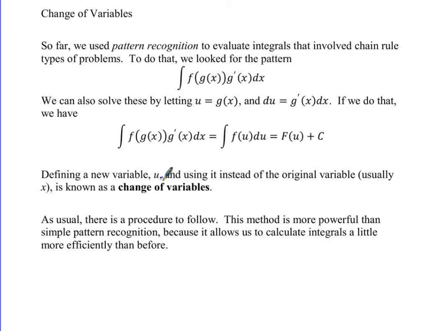If you define a new variable, u, and use it instead of the original variable, then what you are doing is called a change of variables. And it's very nice. So notice in this problem that we have u equals g of x. du here means take the derivative with respect to x. But you're going to write it as a differential. You're not going to write it as du over dx or u prime. You're going to write du equals the derivative and then dx.